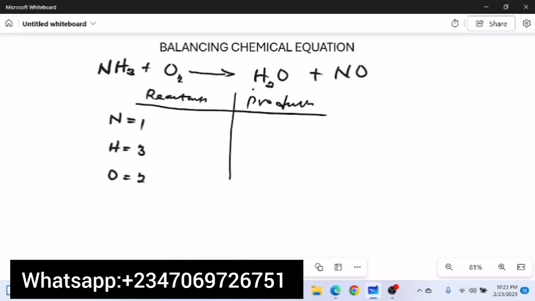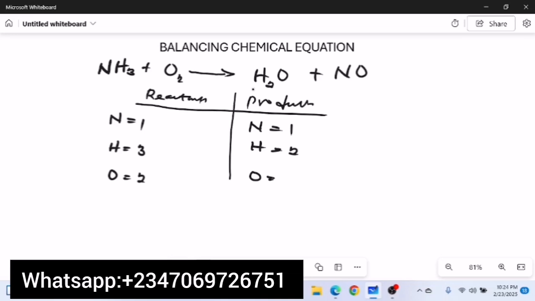Now, you also do the same thing for the product, starting with nitrogen. Nitrogen on the product is actually 1 mole, so I just have 1 nitrogen there. For hydrogen on the product, unfortunately, we have 2 moles of hydrogen. And for the oxygen, whenever you're trying to balance a chemical equation, you try to represent the elements the way they are on the table, right? So you see that nitrogen appeared alone on the reactant side and on the product side, so that's why we're putting them as 1, 1.